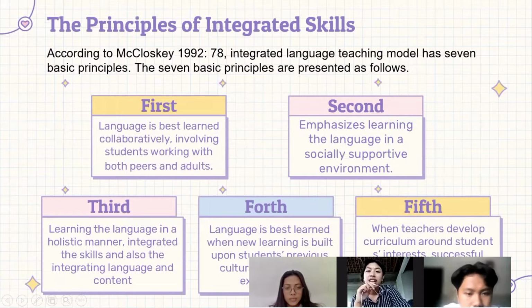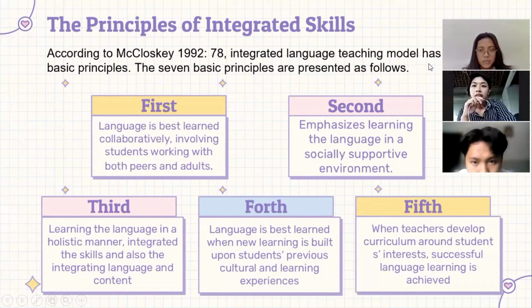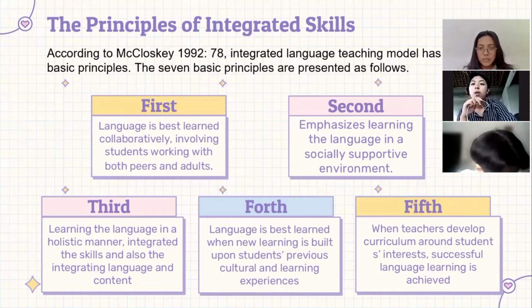Next is the principles of integrated skills. According to McCloskey, 1992, page 78, the integrated language teaching model has 7 basic principles. The 7 basic principles are presented as follows. The first principle says that language is best learned collaboratively, involving students working with both peers and adults. This principle means that focusing on the integrated process can enable the teacher to be involved in the students' activities. This process must be helpful for students because they need guidance, collaboration, and monitoring.